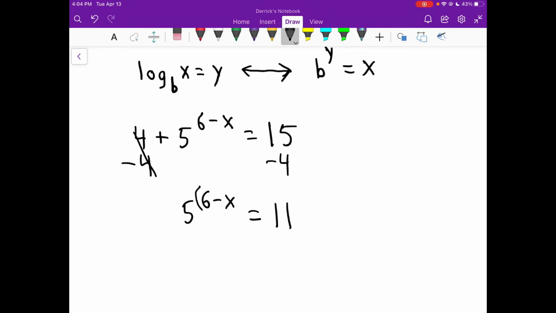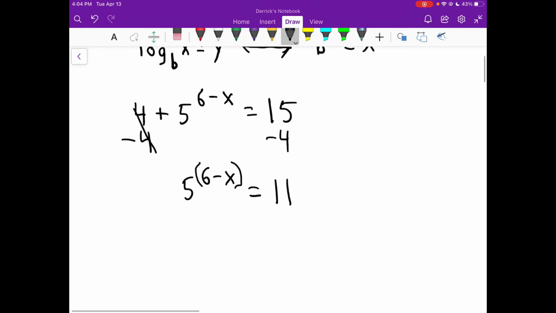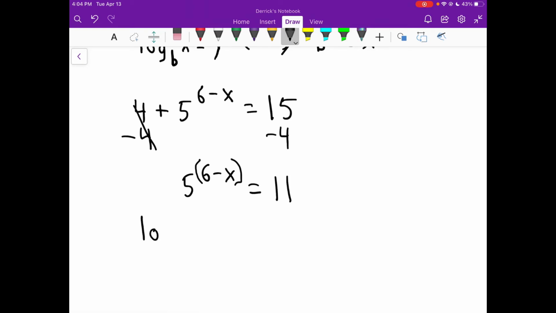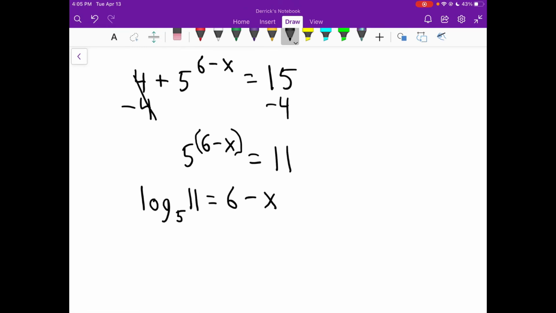We need to treat 6 minus x, that exponent, as one quantity. But now I can say, okay, we have a base of 5, so log base 5 of 11 would be equal to 6 minus x. And so again then, we can go to our calculator and do log base 5 of 11, whether you're typing it in that way, or whether you're using change of base to type it in as log of 11 divided by log of 5. Either way, any calculator, a pretty basic calculator should still be able to do this, and you would get around 1.4899.